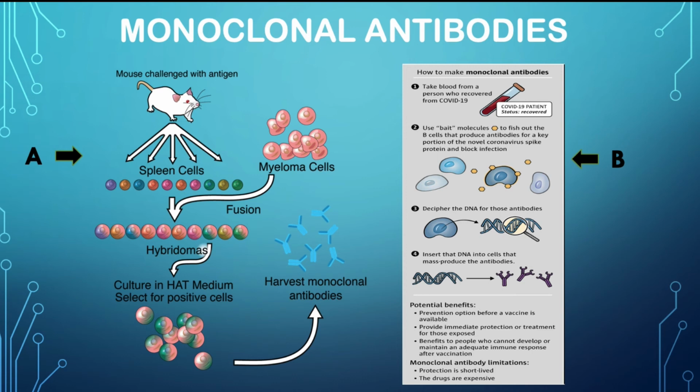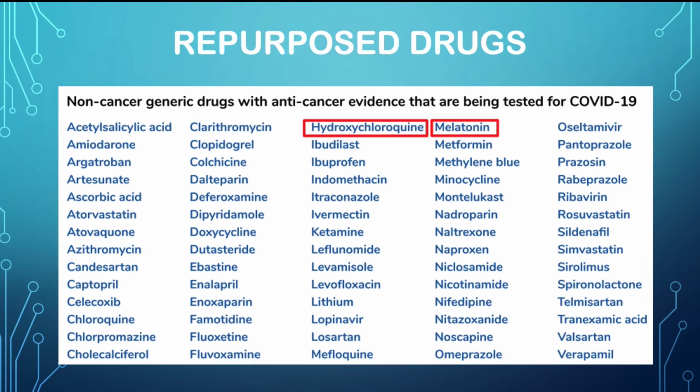Use of monoclonal antibodies has several limitations, including short-lived protection from the virus, and they are extremely difficult and expensive to produce. Drugs that are shown to be safe and efficacious for other diseases are being evaluated for potential use in decreasing the severity of COVID-19 infection and are shown in this slide. Two are highlighted, namely hydroxychloroquine and melatonin. Human trials of hydroxychloroquine, a drug found to be useful in some immune deficiency disorders, showed it was inactive against SARS-CoV-2 and in some cases caused damage to some individuals in the trial.